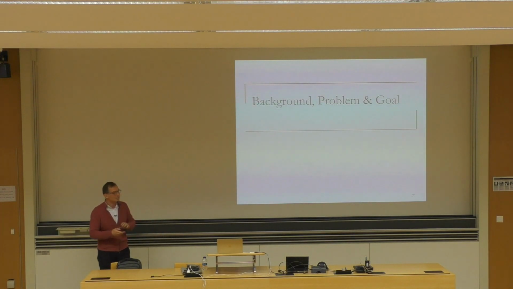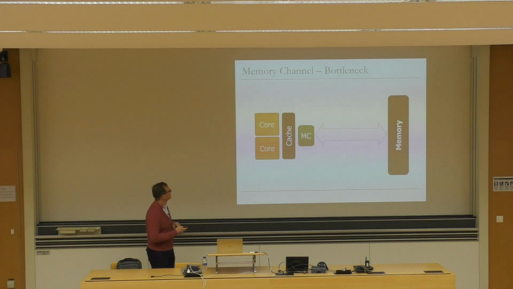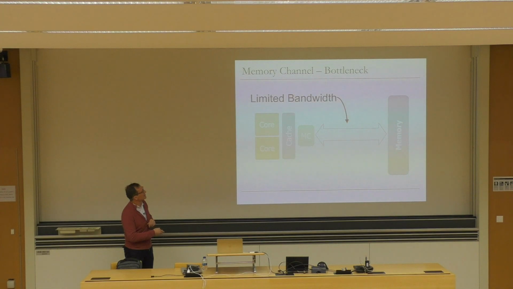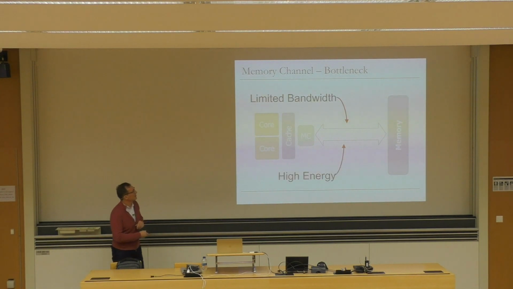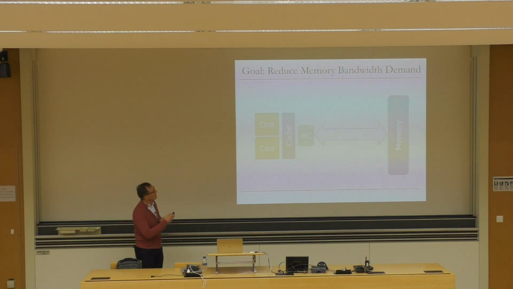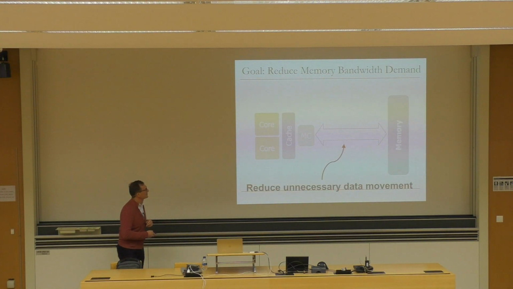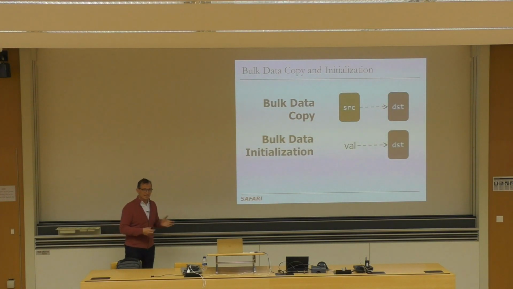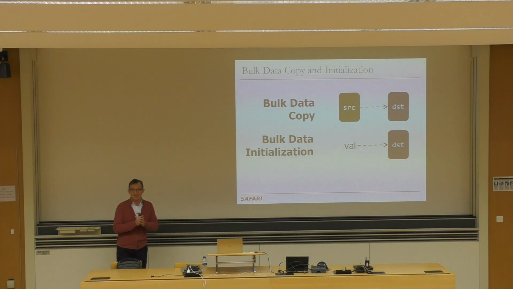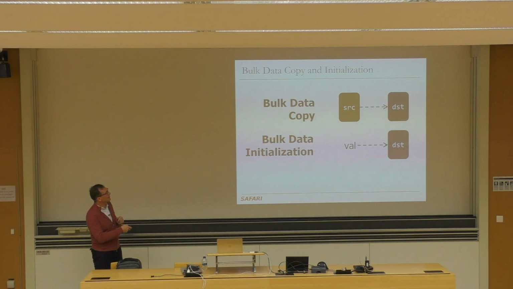So let's start with the background, problem, and goal. Essentially, the problem is the memory channel is a bottleneck in modern systems. You can see that it's a bandwidth limited channel, it's a long latency channel, and it's also a high energy channel. And the goal is to reduce the memory bandwidth demand in workloads. And we would like to reduce the unnecessary data movement. And there are 2 cases where unnecessary data movement is very prevalent in existing systems: whenever you're doing bulk data copy and bulk data initialization.